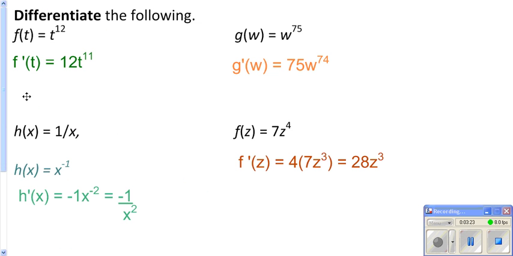So here we're just going ahead and taking our derivative for each one of these. Take your exponent of 12, put it in front, decrease your exponent by 1. This is your derivative. This is the function that tells you the slope anywhere along this one here. Similarly with these here.